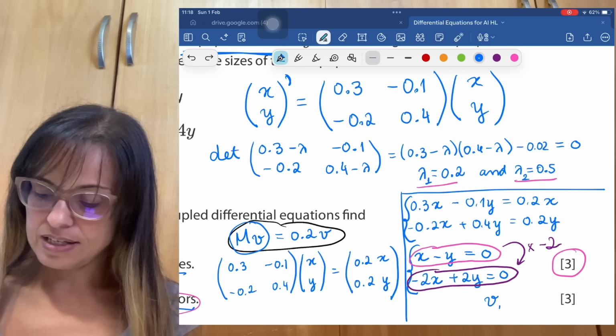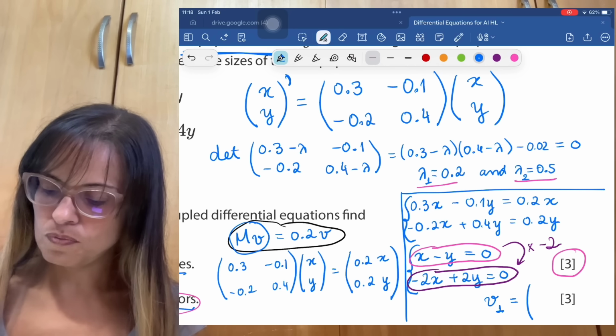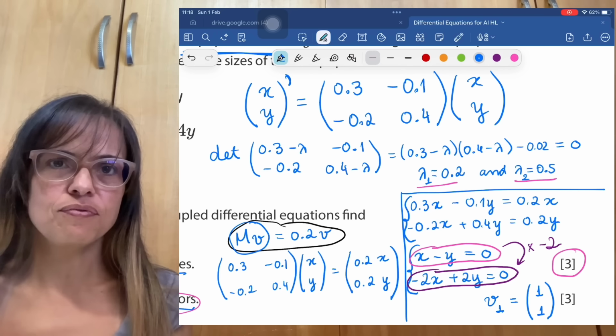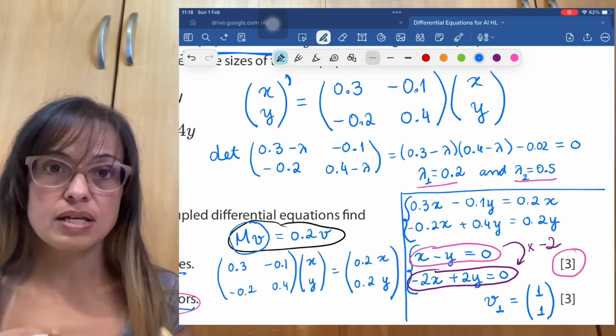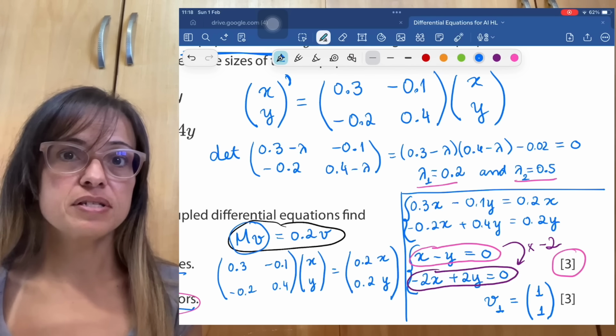And in this case, the eigenvector associated with lambda 1, 0.2 can be written as the vector 1, 1. It could be 5, 5 if you wanted. It can be anything as long as x minus y equals 0. But of course, I'm always going to pick the simplest number.